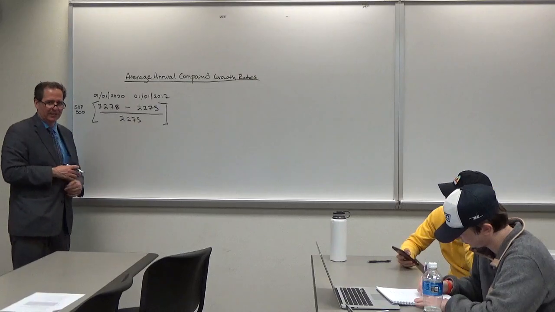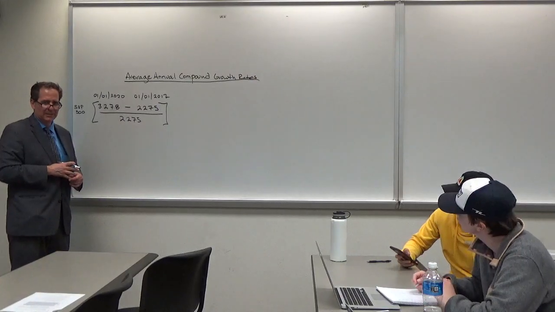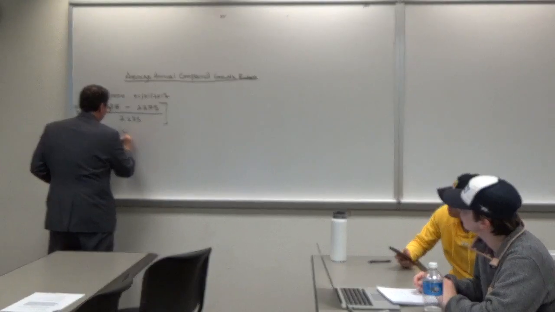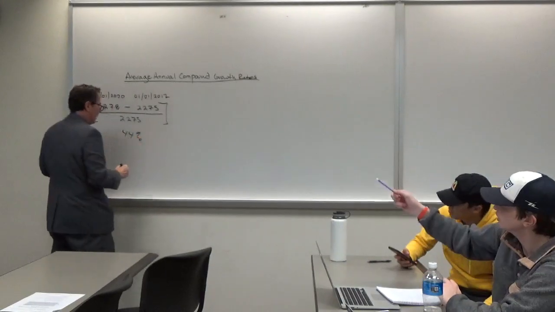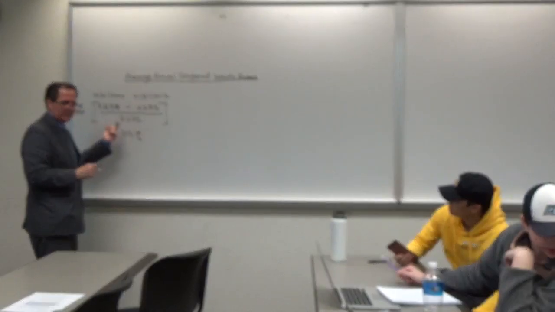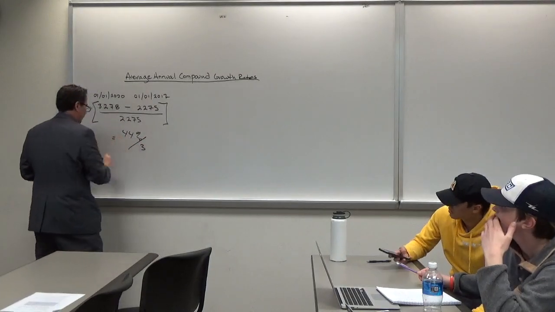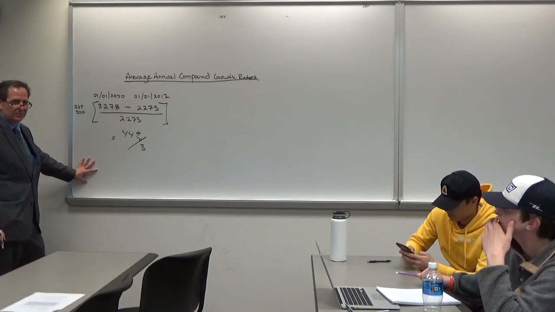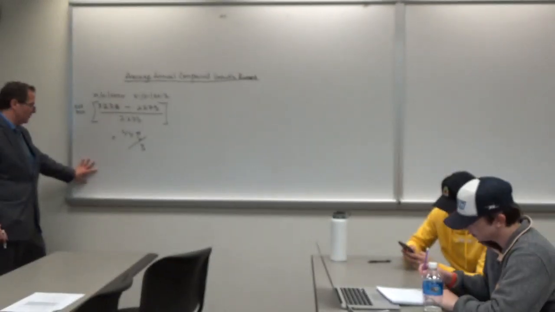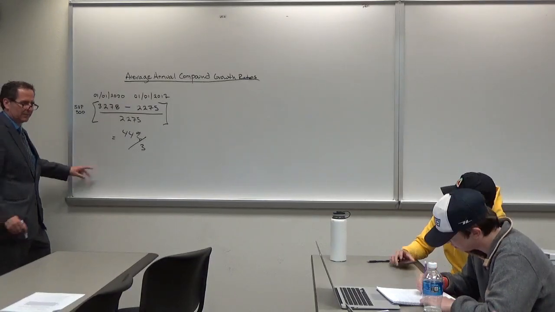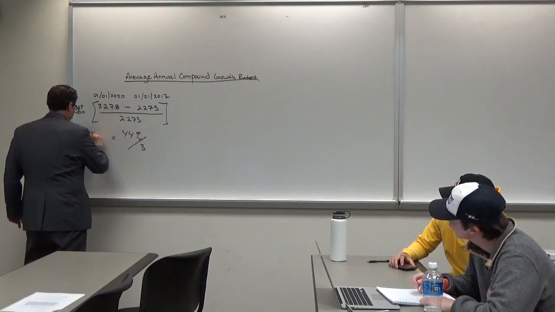So what's the percentage change? Do you have a calculator? 44%. What is it? 44%. Got it. And what was the time period? 3 years. So what do you get? What's 44 divided by 3? 8.7%.